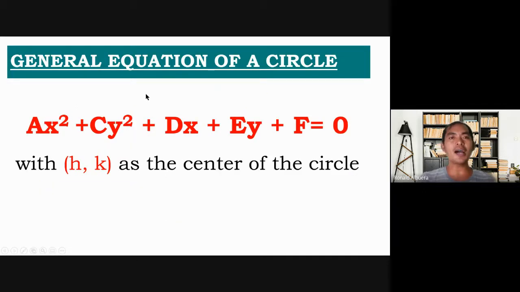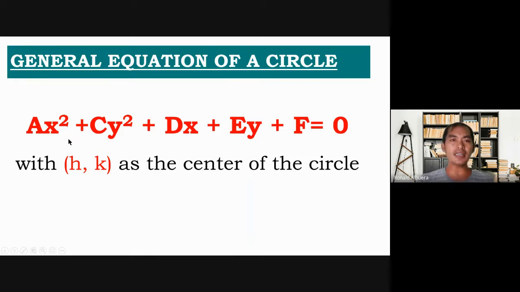How about the general equation of the circle? It is ax squared plus cy squared plus dx plus ey plus f equals 0, where the coordinate hk is the center of this circle.